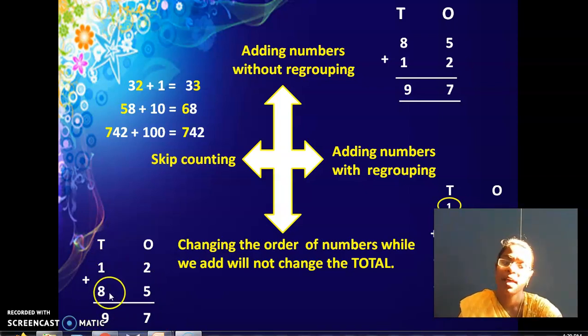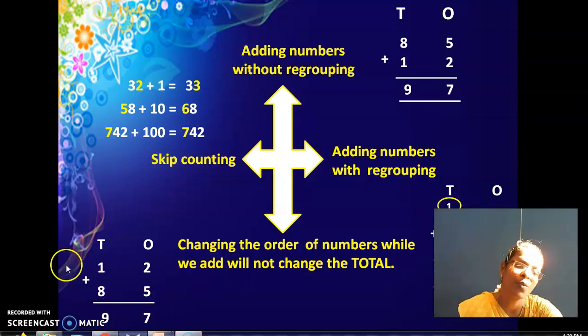1 plus 8. So again the value remains the same. Can you see in the tens place? 8 and 1. And what is here? 1 plus 8. So 1 plus 8, what is the answer? 9. So while I change the order in addition, I will get the same total. This is one method which you have learnt in addition.